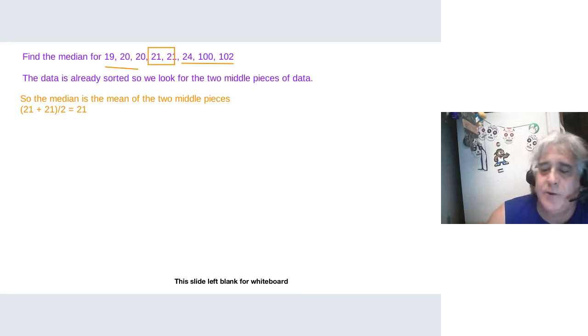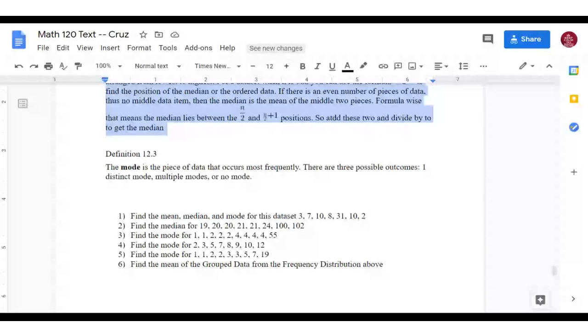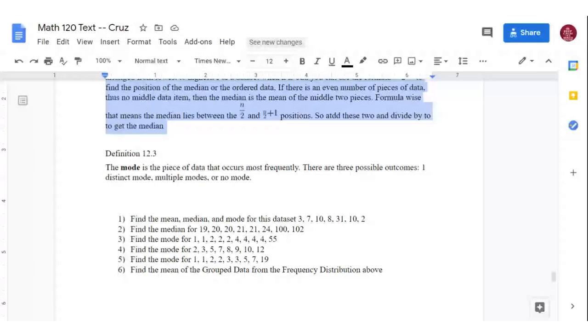Like I said, I don't particularly care for it, but that just tells you that the median lies between n over 2 and n over 2 plus 1. In other words, n is 8. So n over 2 is 4, and n over 2 plus 1 is 5th. So it lies between the 4th and the 5th pieces of data. So you add those 2 up and you divide by 2.